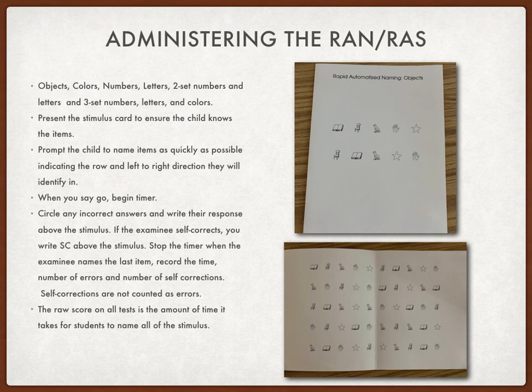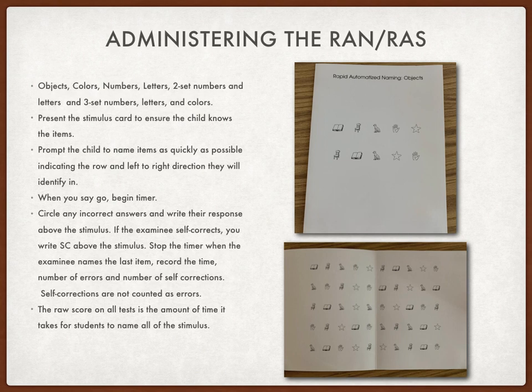Only correct a student's incorrect answer during the practice on the stimulus card. For example, if they said palm for the word hand, you would correct them to hand. But once you open up and start the timer, you don't correct. When you say go, begin the timer.